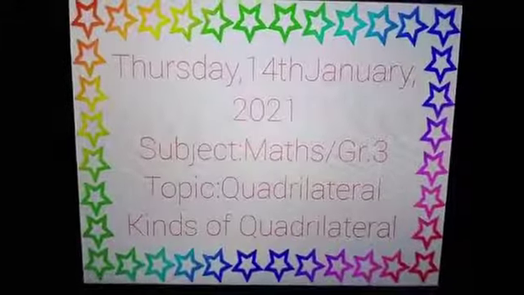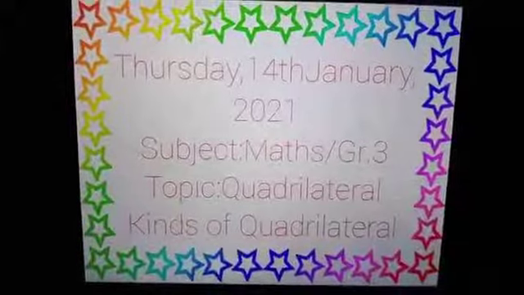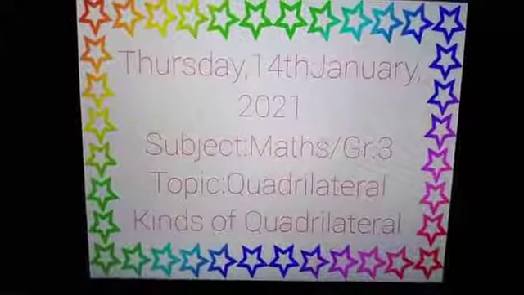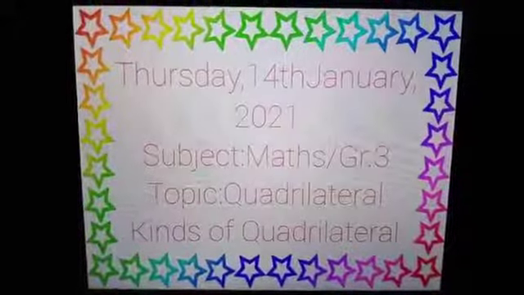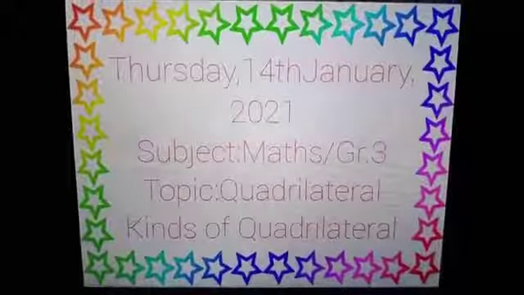So, what is day today? Today is Thursday, 14th January 2021. It's your maths period, and today our topic is quadrilaterals and kinds of quadrilaterals.